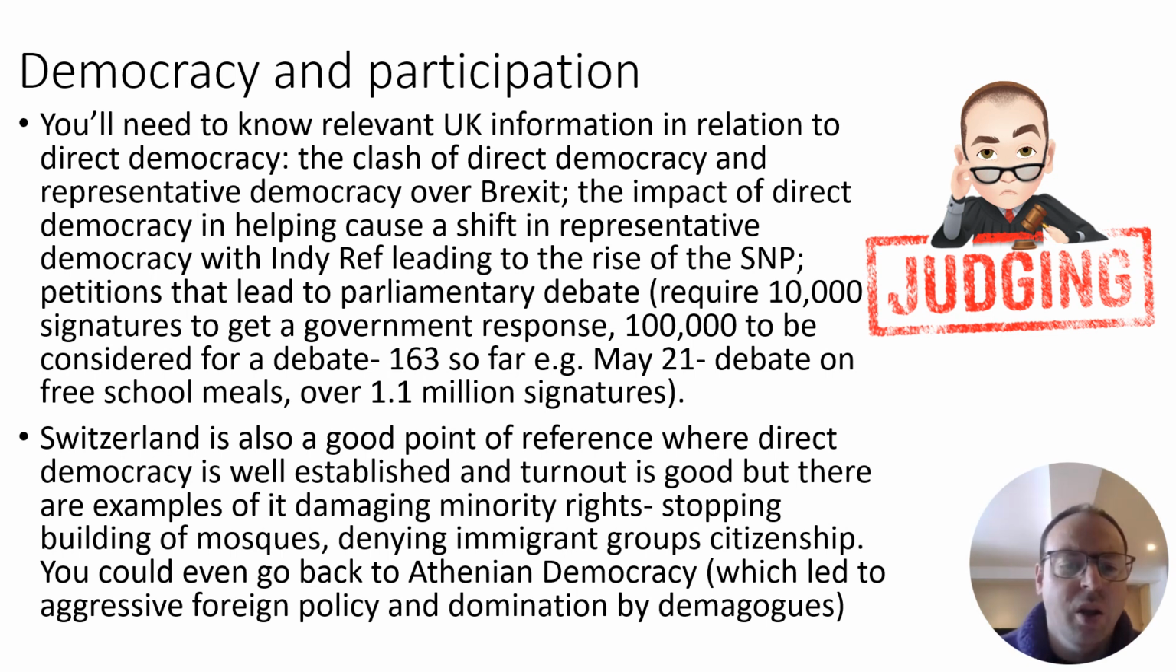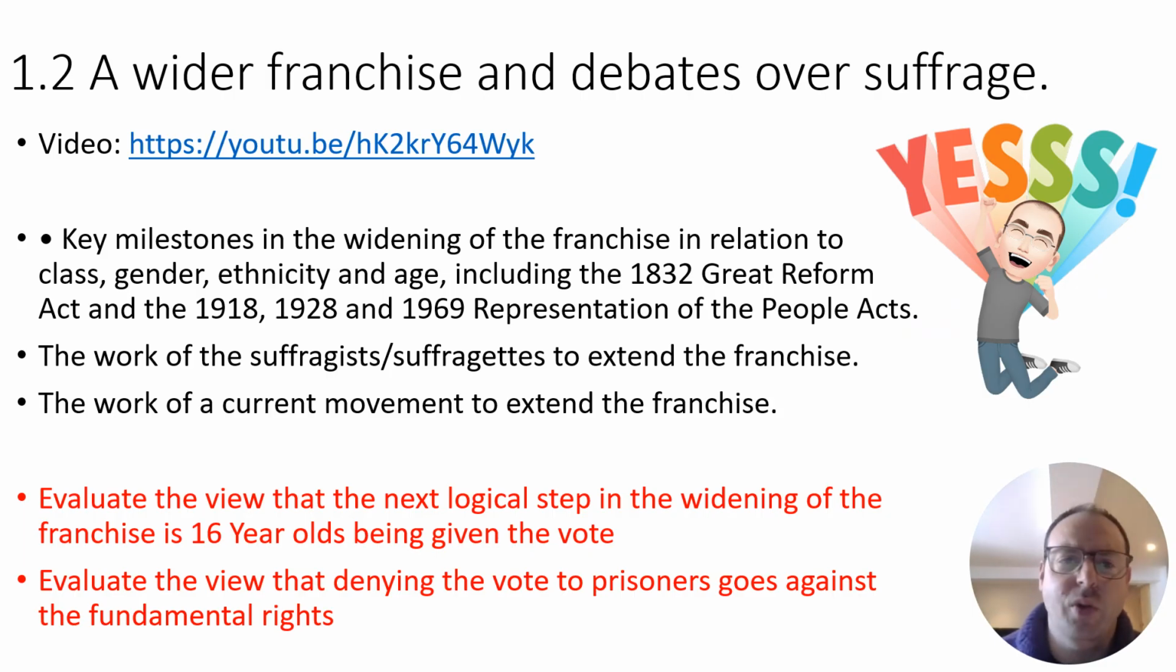Now, if we move on to the next bit, this is one where I think there are often lots of questions asked by students. I know my students have looked at this and are going, right, this is the one that wasn't on the advance information last year: the wider franchise and debate over suffrage, key milestones in widening the franchise, in relation to class, gender, ethnicity and age. So we go back to the 1832 Great Reform Act, the 1918 and 1928 Representation of the People Acts, and then also 1969 when the voting age was dropped to 18.